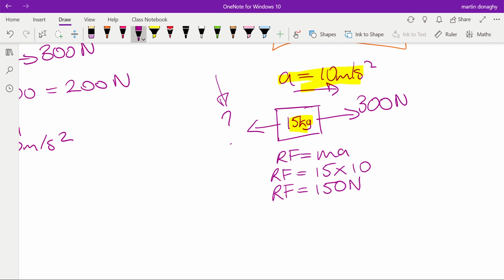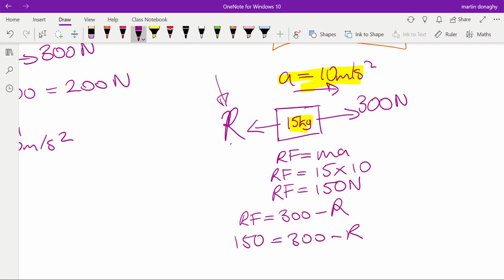and I've picked really bad numbers here because looking at that system, the resultant force is equal to the forwards force, 300, minus the backwards force, let's just call it R. Our resultant force is 150, which means R is equal to 300 minus 150, which is 150 newtons, okay? So while in this case our resultant force and this backwards force is the same, that won't always be the case, okay?